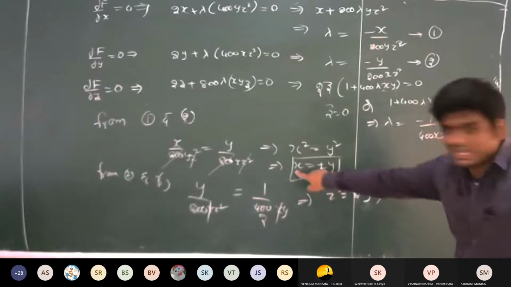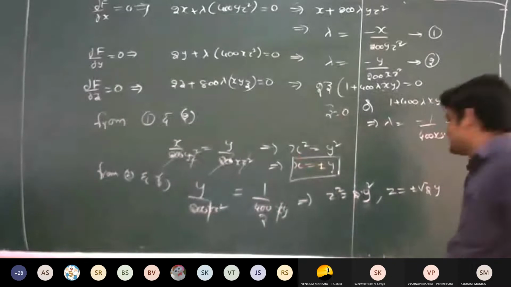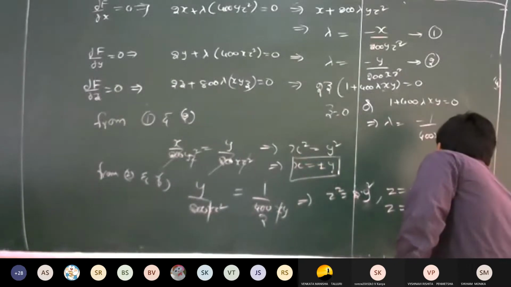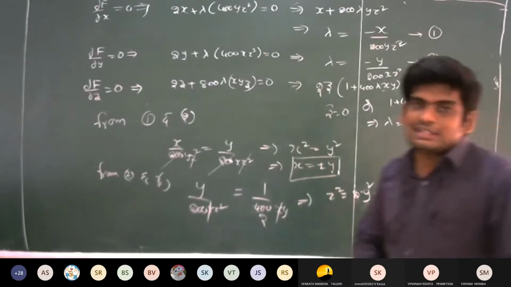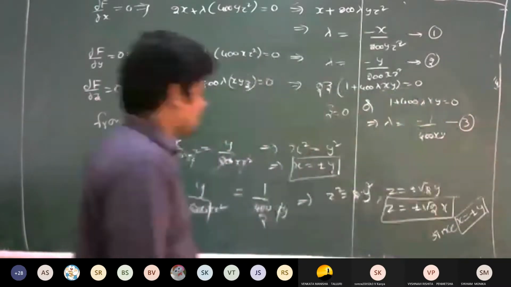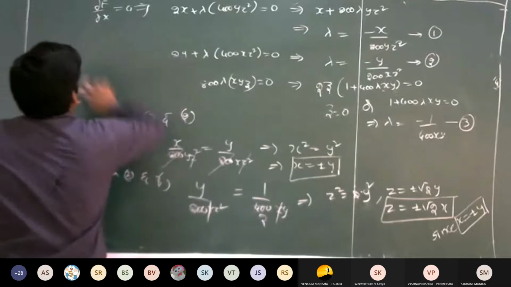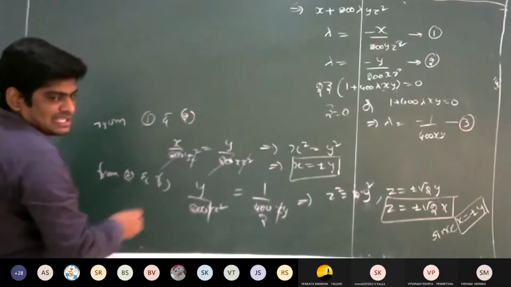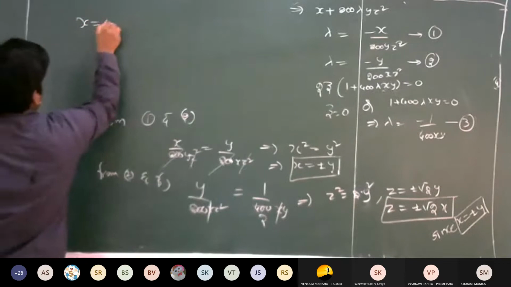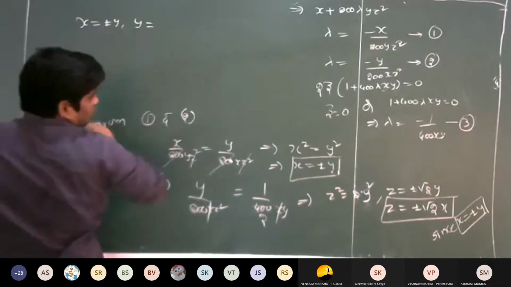But here what is y? Y is nothing but plus or minus x. Therefore z is equal to plus or minus root 2 x, since x is equal to plus or minus y. Based on this, we are getting the value of x. So therefore x is equal to plus or minus y, comma y is equal to what?